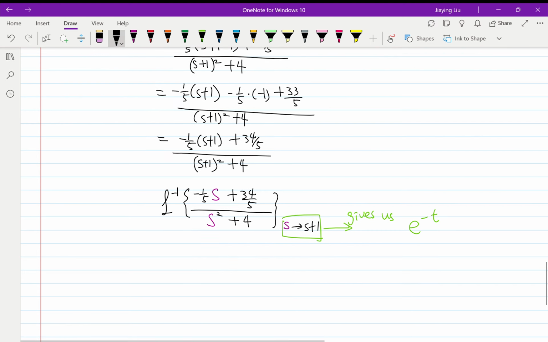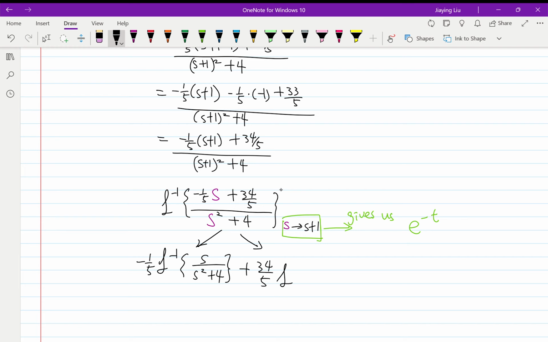So let me write down one more thing, then I'm going to stop. If we want to find the inverse Laplace transform of this, that will be the inverse Laplace transform of, bringing the negative 1/5 to the front, S over S squared plus 4. That should look pretty familiar to you. And then 34 over 5, inverse Laplace transform of 1 over S squared plus 4. And at the end, everything will be multiplied by e to the negative t.